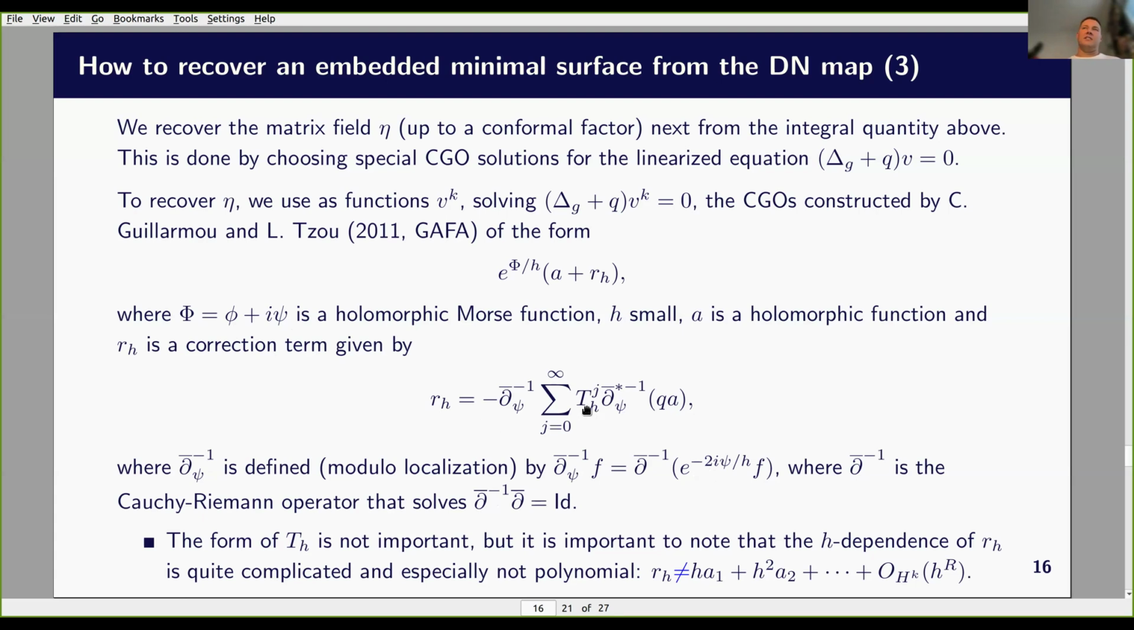Now, the form of this here, you don't need to worry about that. It's a little bit complicated. But the main point of this R_h is that R_h itself is not given as an increasing series of powers of h, as is typical, at least in higher dimensions. So R_h is not of the form h times some function a1, h squared times some a2, and so on. It's a little bit more complicated. And that, unfortunately, makes the asymptotic analysis quite a bit harder.